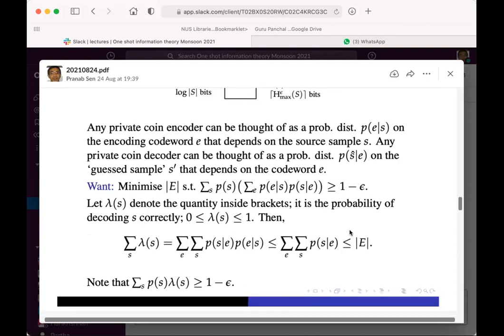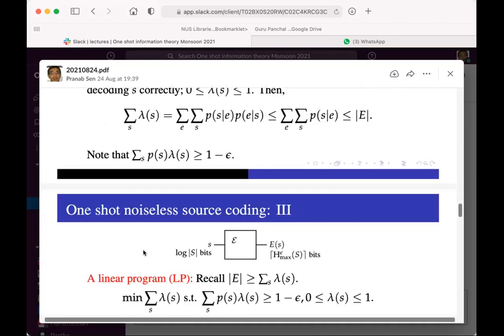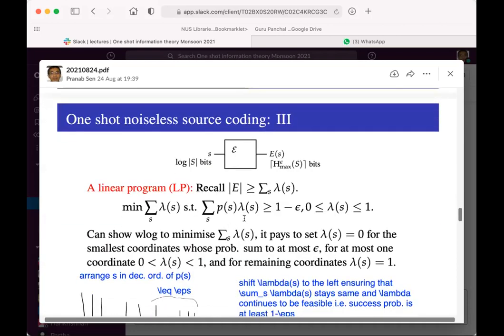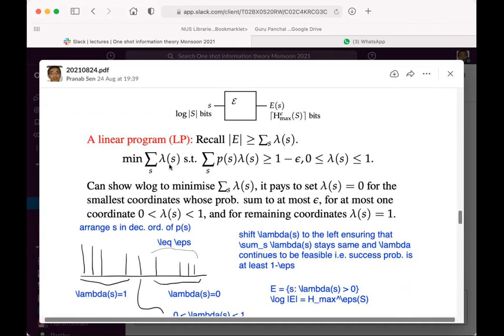Then there was this one-line argument which says that the size of the code space is lower bounded by the summation of lambda S. So if I want to minimize the code size, then it makes sense to minimize the summation of lambda S, and that led us to this LP: minimize the summation of lambda S subject to these constraints.